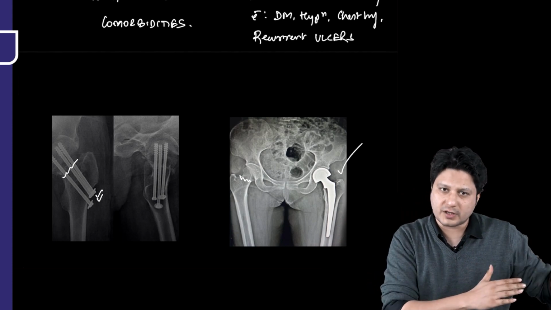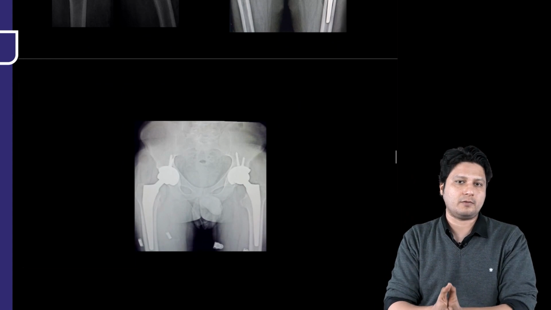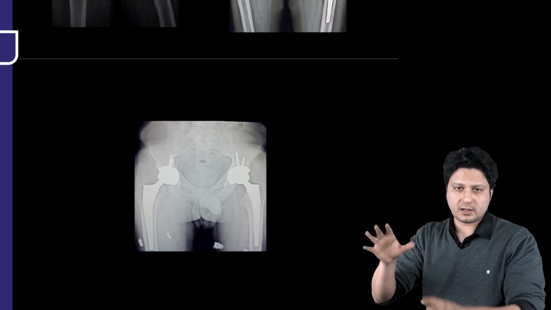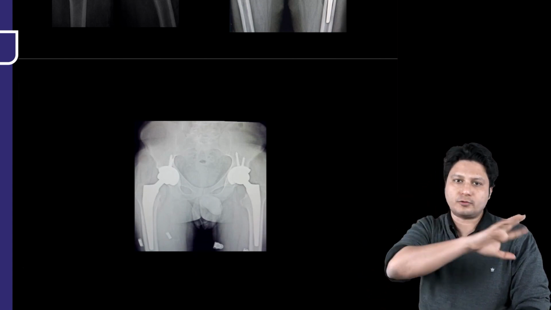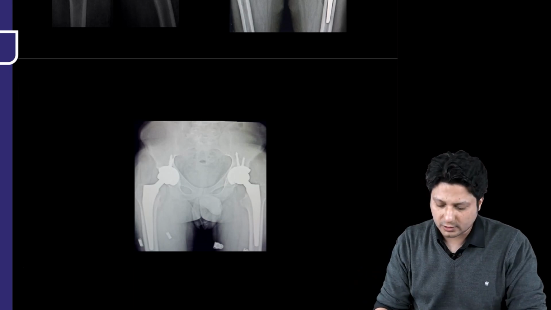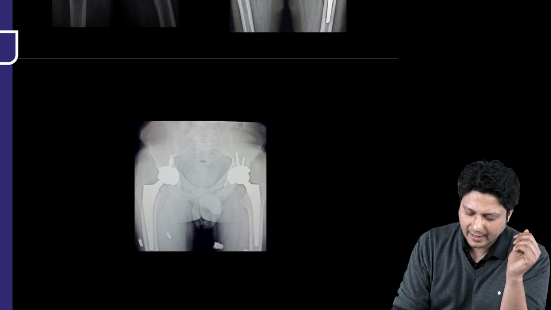That was the fixation, osteosynthesis. You need not go into the details of the implants which are involved in the osteosynthesis. Just remember, osteosynthesis means fixation. Now, the replacement actually is of two types. One is hemiarthroplasty and the other one is complete or total arthroplasty.